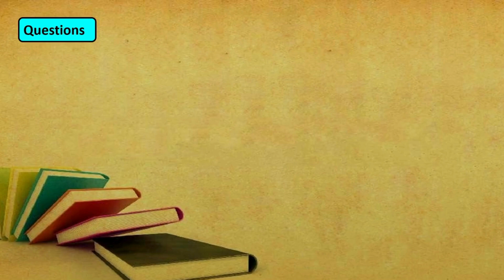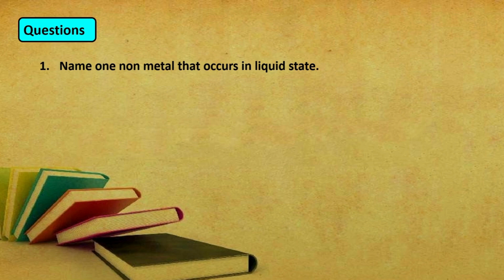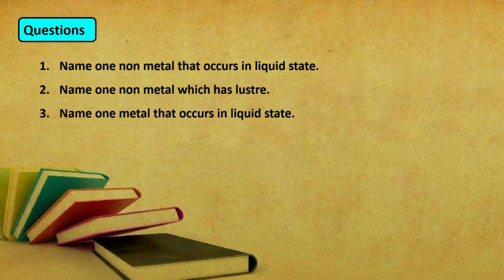Questions. Students, again, you will need to write the questions and the answers in your copy. Number 1. Name one non-metal that occurs in liquid state. Name one non-metal which has luster. Name one metal that occurs in liquid state.